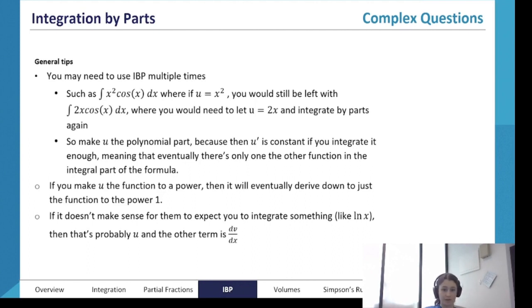Maybe just save the slides or take a screen snip or copy paste or something like that. Pop these in your notes for later. But if you have already gone through integration by parts or you're pretty comfortable with it already, these tips will definitely be helpful for you when you are going through complex questions.